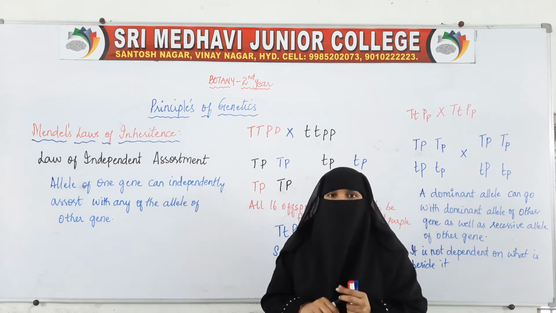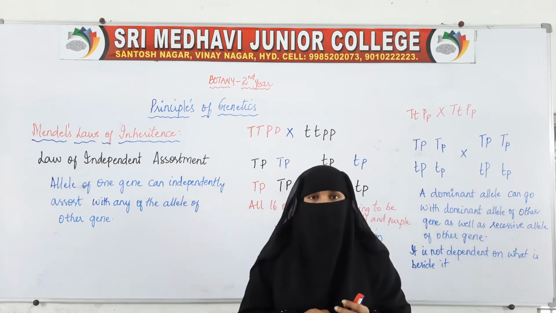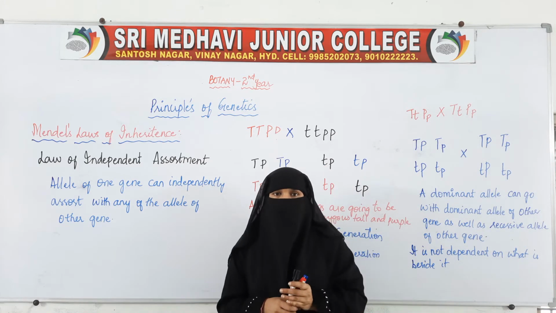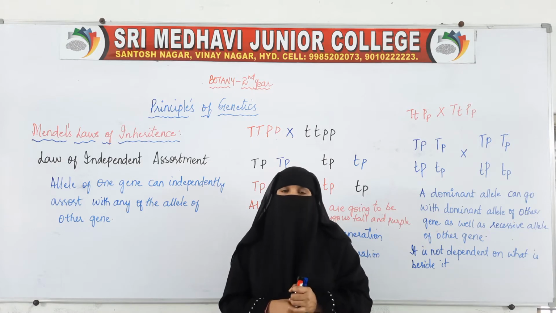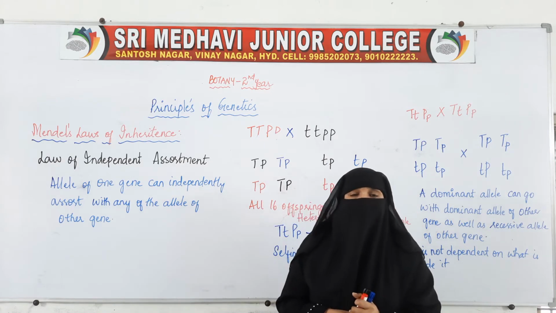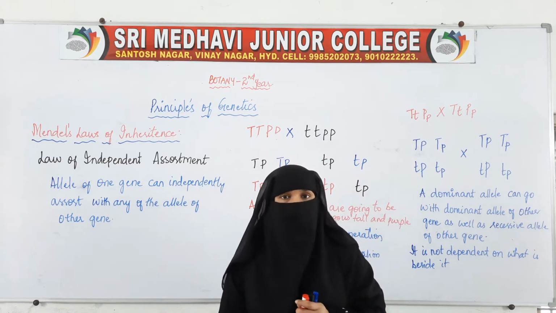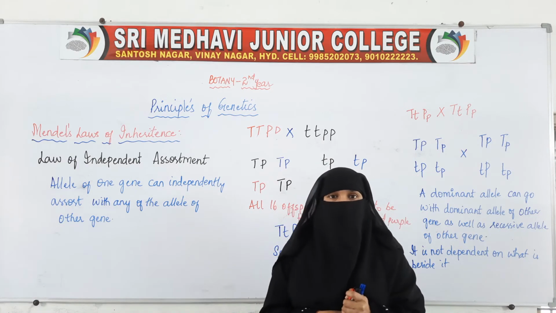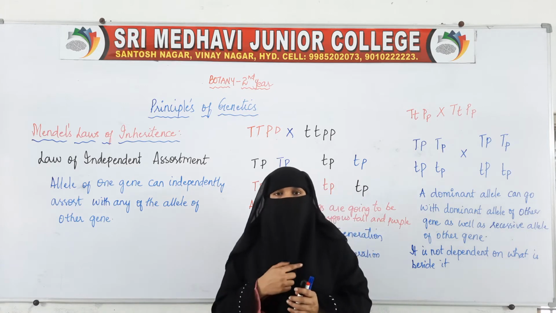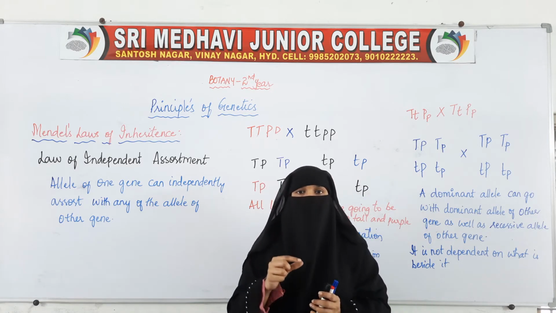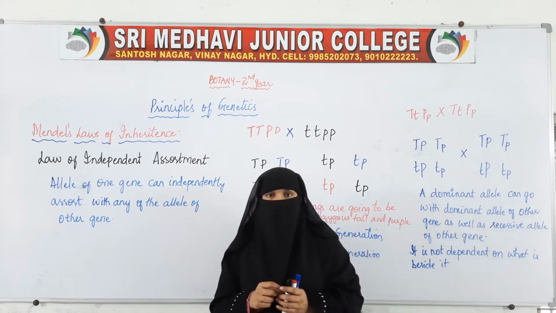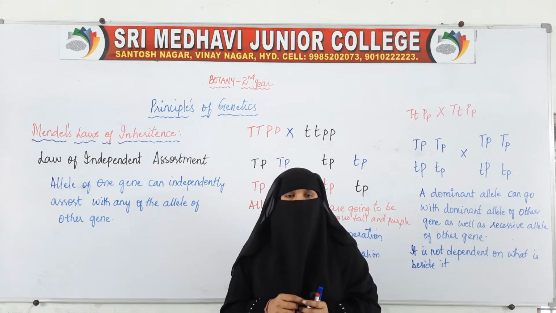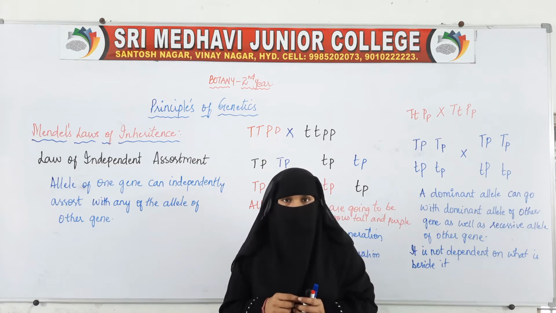Now coming to this third law. The previous two laws, the law of dominance as well as the law of segregation, can be explained using monohybrid crosses. I have already told you what a monohybrid cross is: a cross in which we check only one type of character. In a dihybrid cross we check two types of characters.